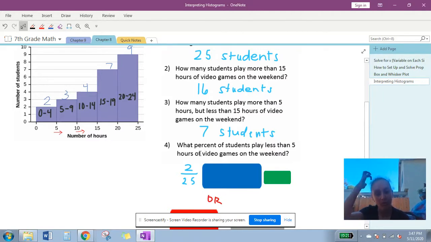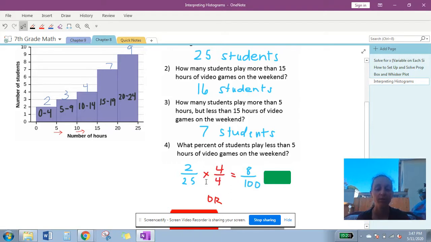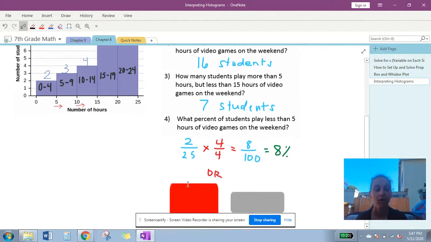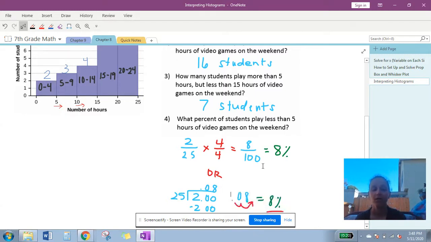So remember, one way to turn a fraction into a percent is I can say, well, I know that if I have 100 on the bottom, that'll give me my percent. So if I multiply by my giant 1, 25 times 4 is 100, 2 times 4 is 8. So that's, because it's 8 hundredths, the decimal is 0.08, which turns into 8%. Or I can do long division. I put the 2 inside the house and 25 outside. I get 0.08, and then that would turn into 8%. So there's 8% of students that played less than 5 hours of video games on the weekends.